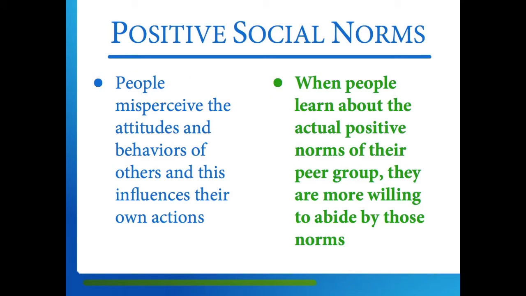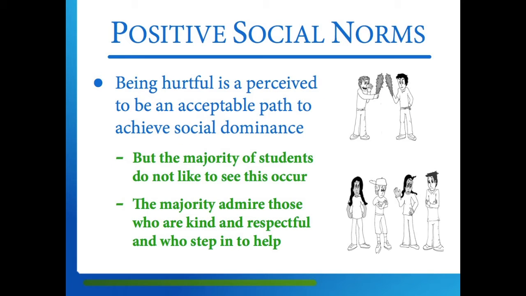The positive social norms approach is exceptionally powerful. In accord with this theory, people misperceive the attitudes and behaviors of others, and this influences their own actions. When they learn about the actual positive norms of their peer group, they are much more willing to abide by those norms. This is an approach that's been used to reduce binge drinking at the college level. Currently, in society and in many schools, being hurtful, putting down those who are different, battling with rivals, is perceived to be an acceptable path to achieve social dominance. But the research shows that the majority of students do not like to see this occur, and the majority also admire those who are kind and respectful and who step in to help.